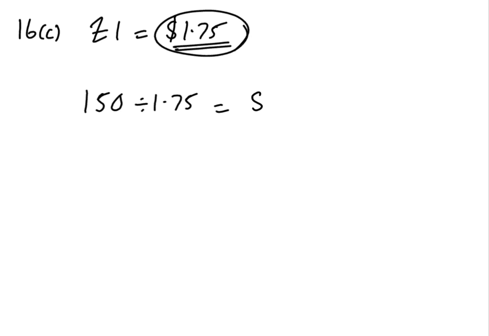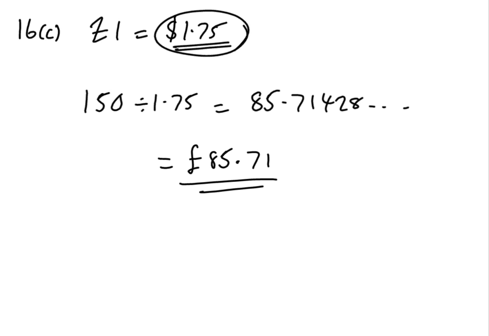Now the answer on your calculator comes out as this sort of long monstrosity. Now you know, because it's quality of written communication, that pounds, when you round them, round to pence. So it's £85.71.